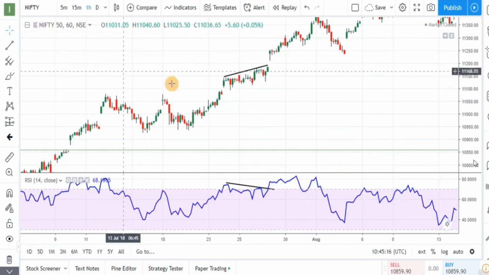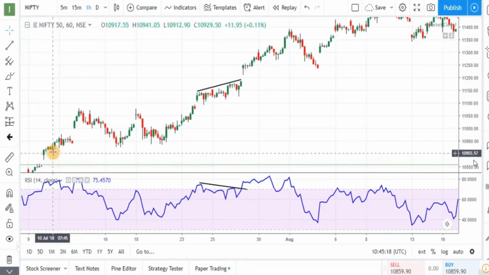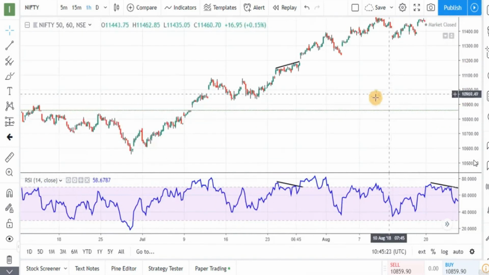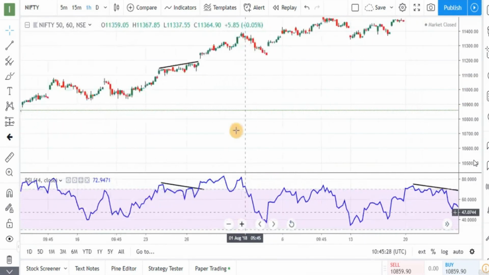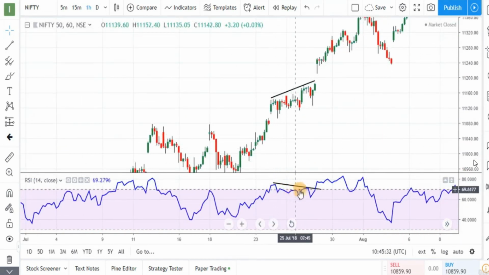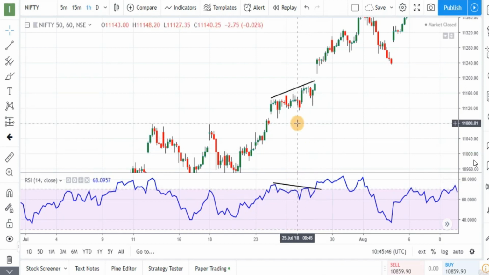See, this is the early chart of Nifty 50. In this chart, the prices are in an uptrend. See, the existing trend is an uptrend, and at this level, prices are continuously moving in an upward direction. See, but RSI peaks are giving us a negative divergence. So, when we get a negative divergence, it means we can expect a retracement in the prices.